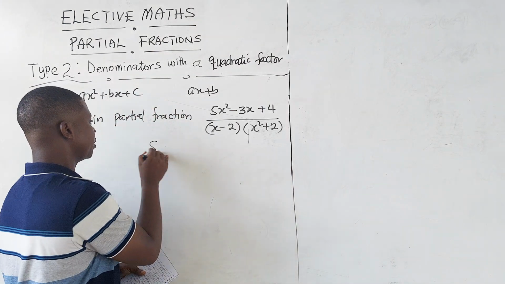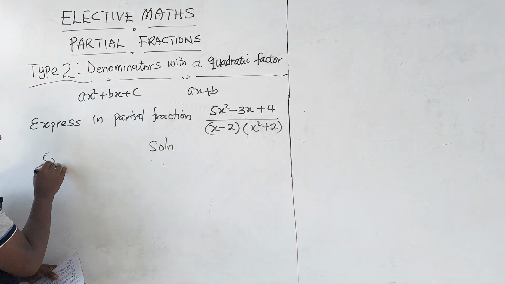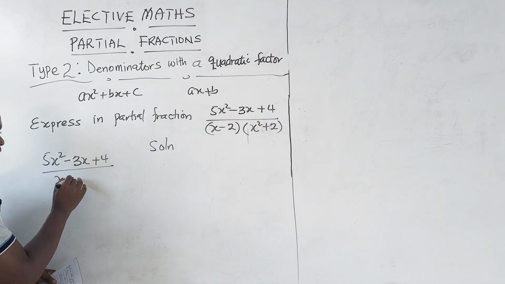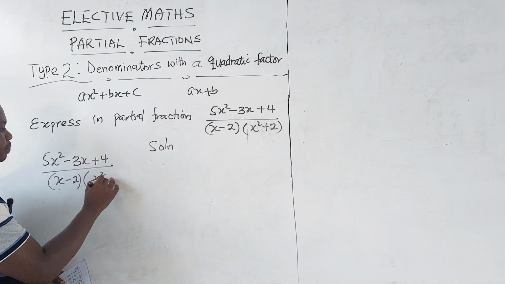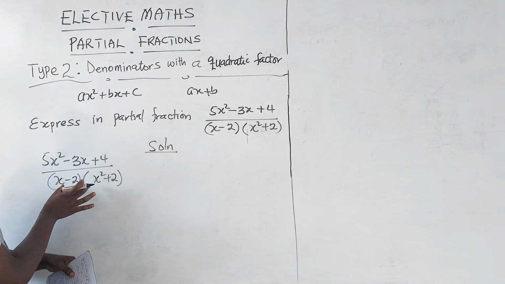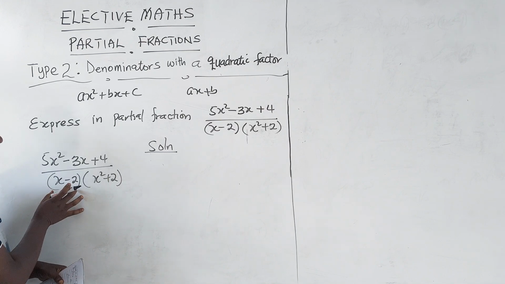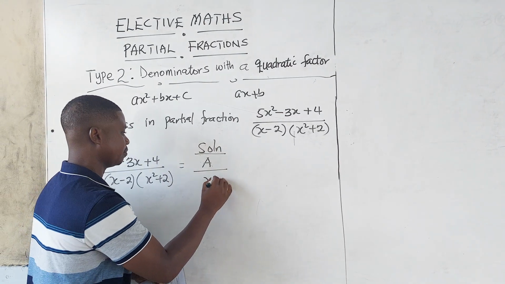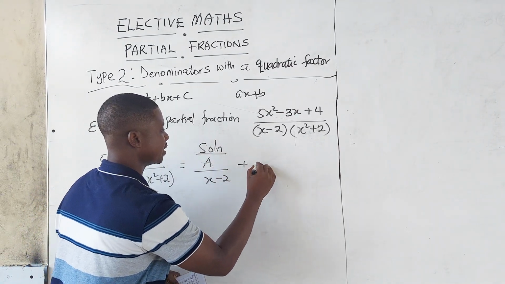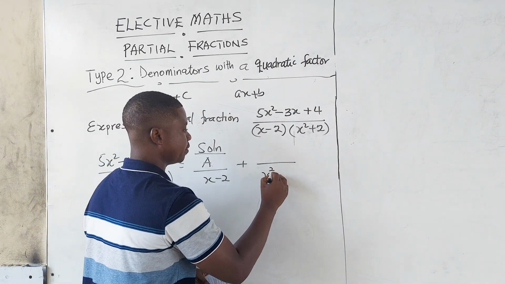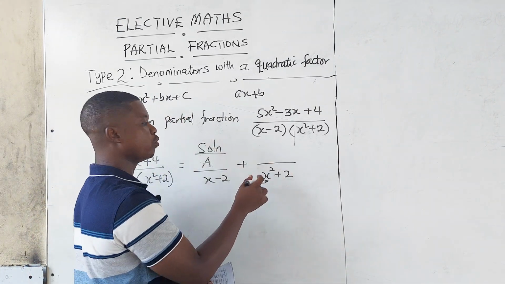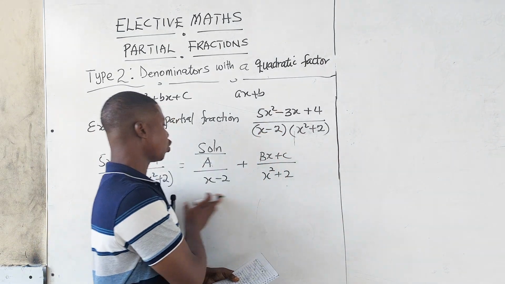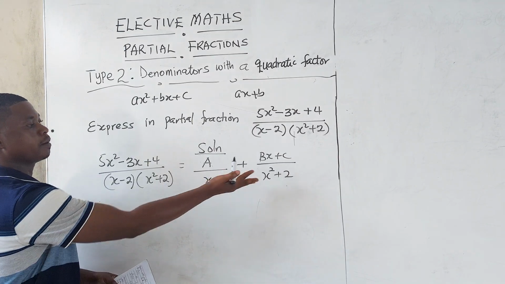So now, in solving this, we have 5x squared minus 3x plus 4 all over x minus 2 times x squared plus 2. So in resolving this one, the first one is linear, so the numerator becomes constant A, plus this one we have quadratic, so the numerator becomes bx plus c, which is linear. So with this, now we can find the LCM for that.